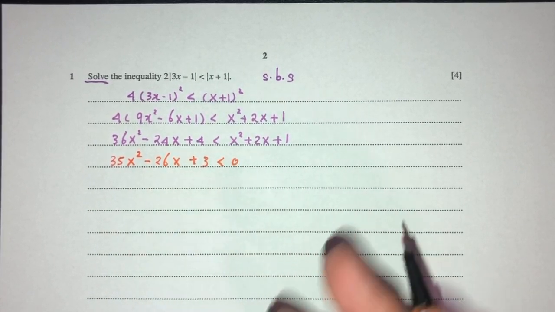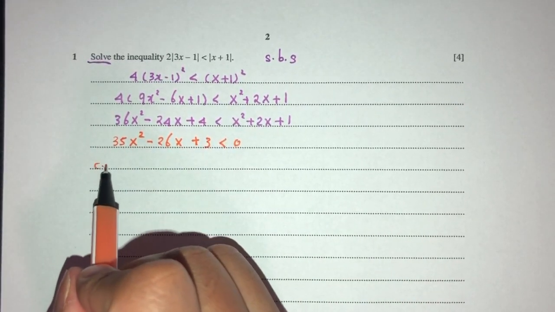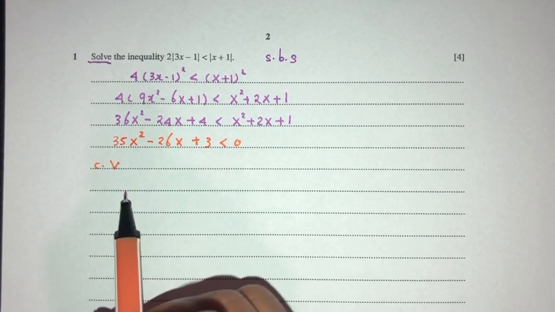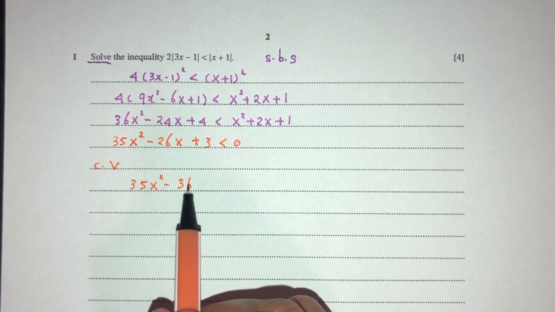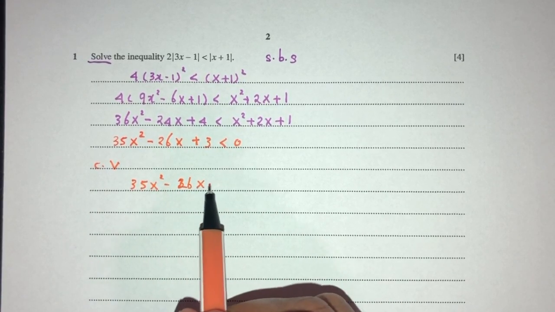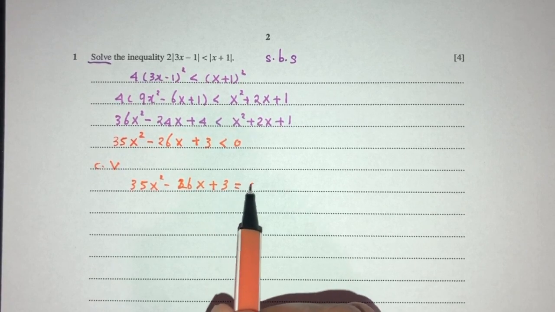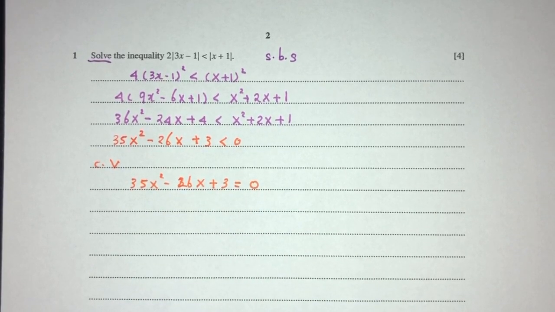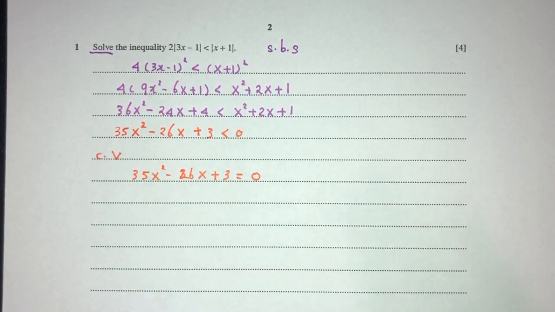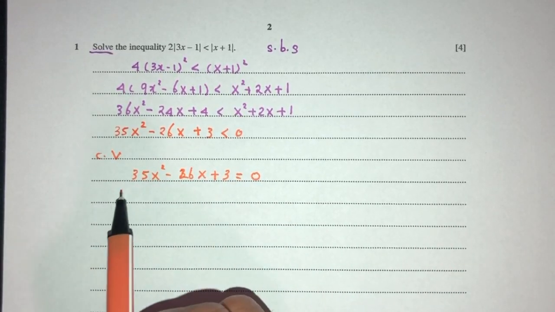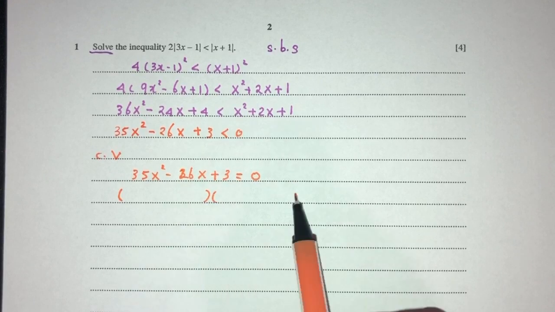Now once you reach here, we have to find the critical values of your equation. So take the same equation, which is 35x squared minus 26x plus 3, equate that to 0. Now you can solve this by using factorization, or you can also use the formula to find the answers directly. So I'll try to factorize.